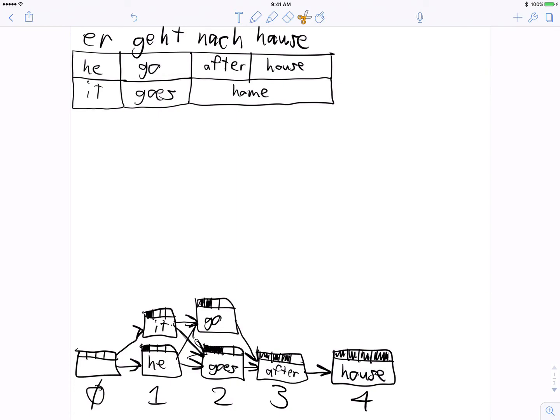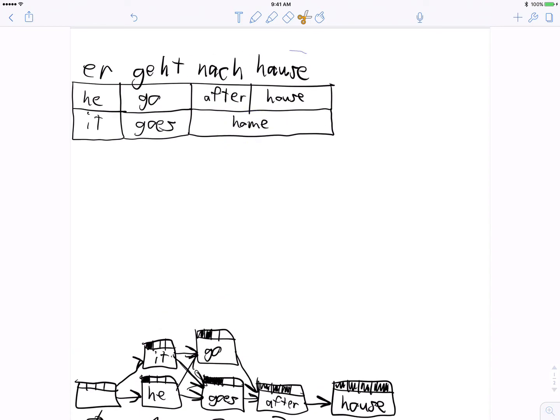We now have the following possible translations. It goes after house. It go after house. He go after house. And he goes after house. But there's one more possibility. Home. We could translate nach Hause as home.